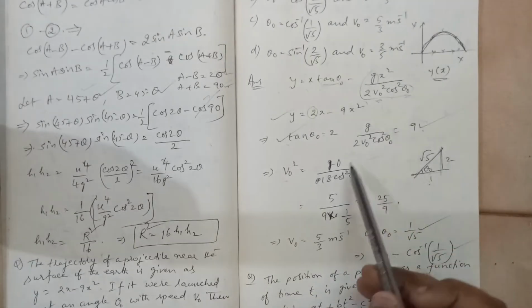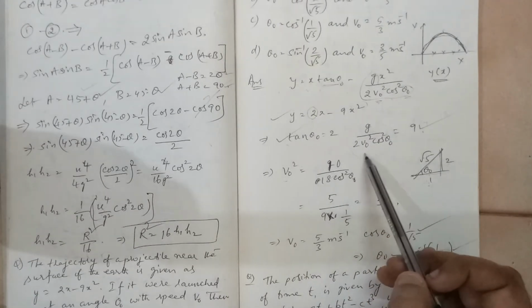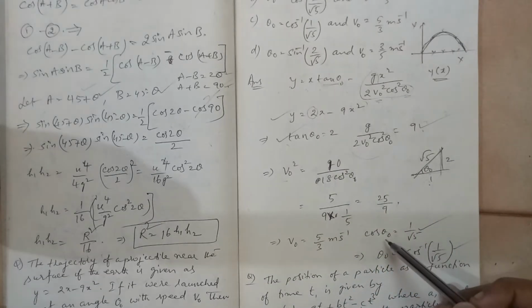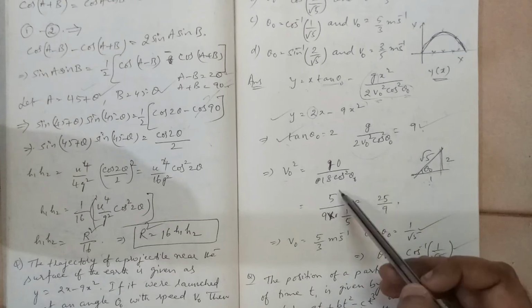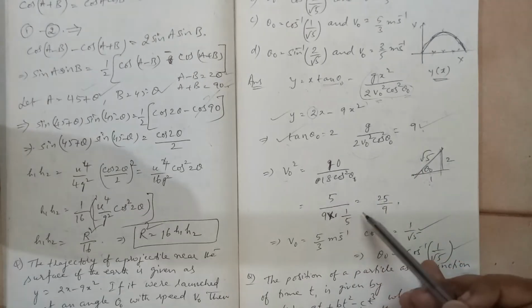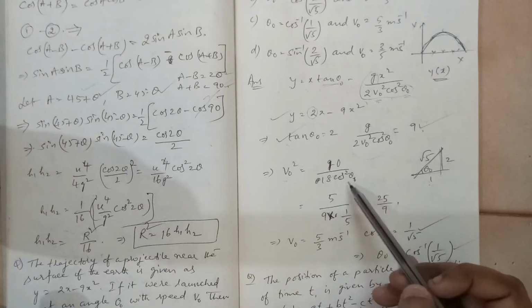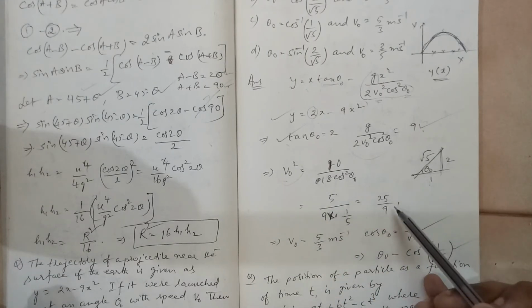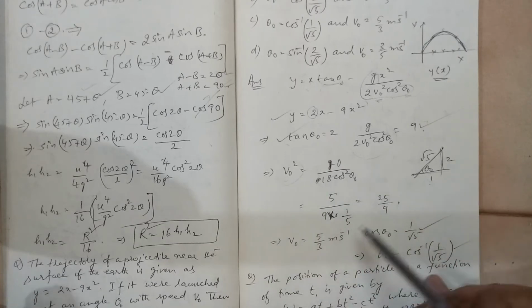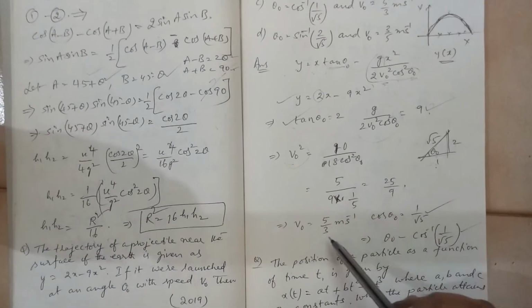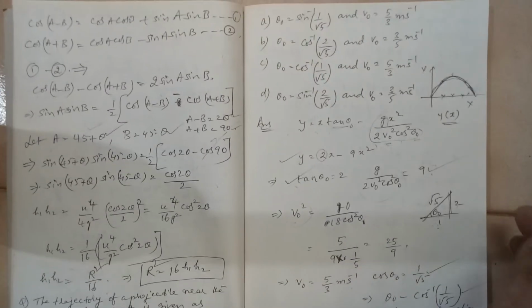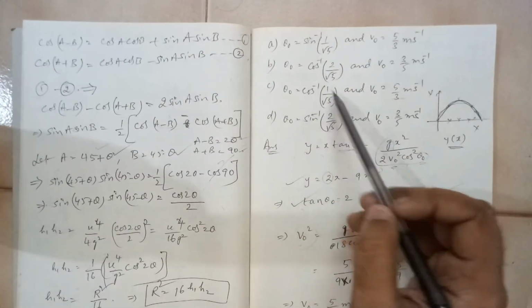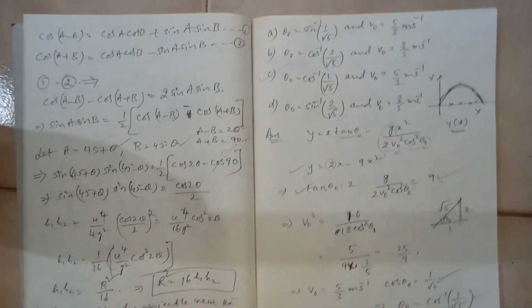Now we need to solve this. Here the g value is 10, and because cos theta 0 is 1 by root 5, cos square will be 1 by 5. From here we can get the value of v0. When you calculate, you get 25 by 9 equals v0 square. v0 will be equal to 5 by 3 meter per second. So we need to see which option that is: 5 by 3, cos inverse 1 by root 5. So this is the option.